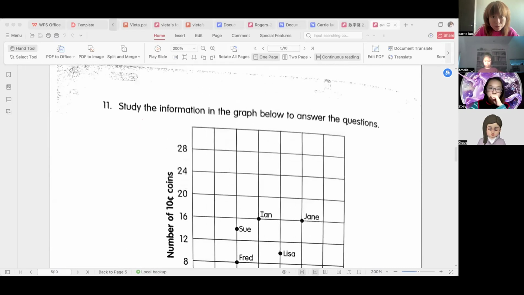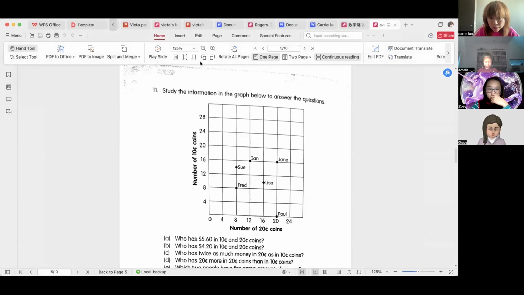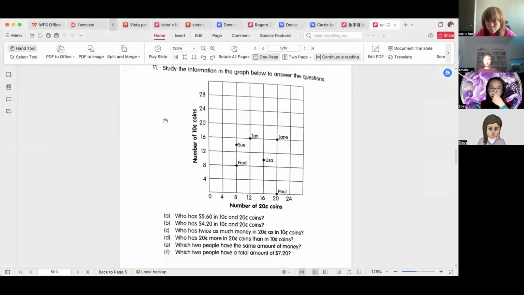Okay, so I'm going to make this graph a little bit smaller. Sorry about that. Can you see it, everybody? So we can see both the question and the graph at the same time. Okay, so let's take a look at this one. Who has $5.60 in 10 cents and 20 cents coins?